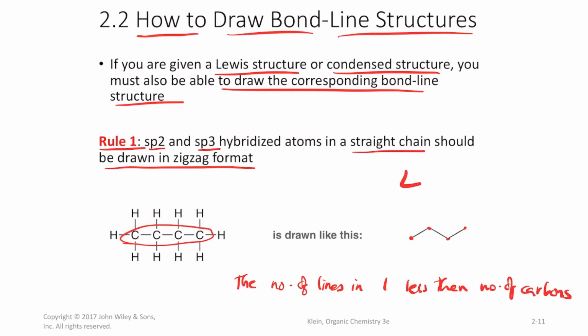For example, if L is the number of lines, then it becomes carbons minus 1. So this is how you can know the number of lines to draw. For example, if you have 4 carbons, draw 3 lines, 1, 2 and 3. If you have 5 carbons, draw 4 lines. So always try to start from the bottom and then go up. Never draw from the top and come down. So always try to go upward rather than starting from down.